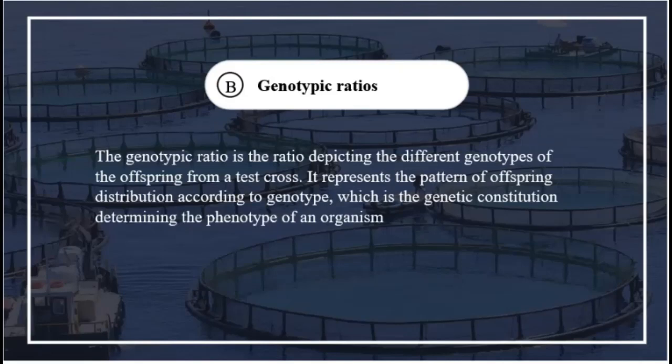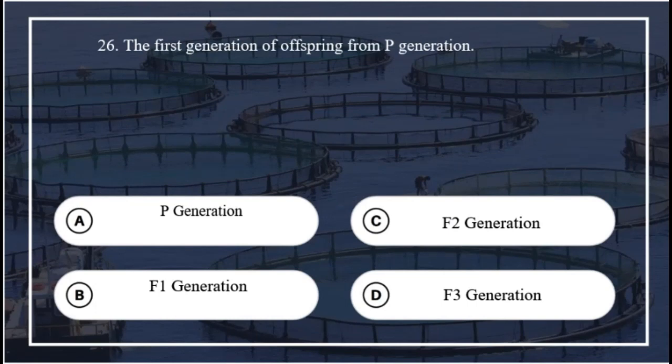26. The first generation of offspring from the P generation. A. P generation. B. F1 generation. C. F2 generation. D.